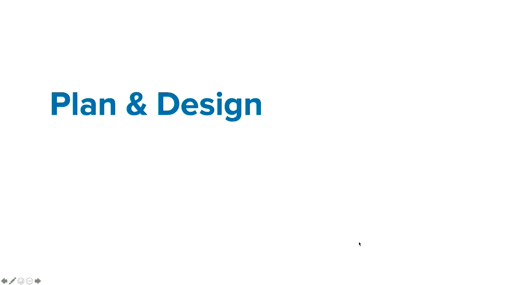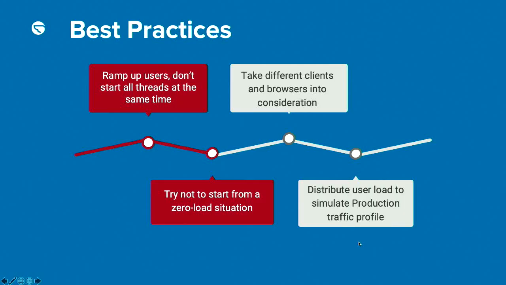Coming to the next step, the plan and design stage. We have several best practices we want to follow. First is ramping up users. Don't start all threads at the same time. This simply isn't realistic and can create artificial bottlenecks in the system. Also, try not to start from a zero-load situation, because many test plans start from a base boot-up situation and slowly add more traffic until the desired load is reached. This is also not realistic and can give engineers a false picture of the system load.